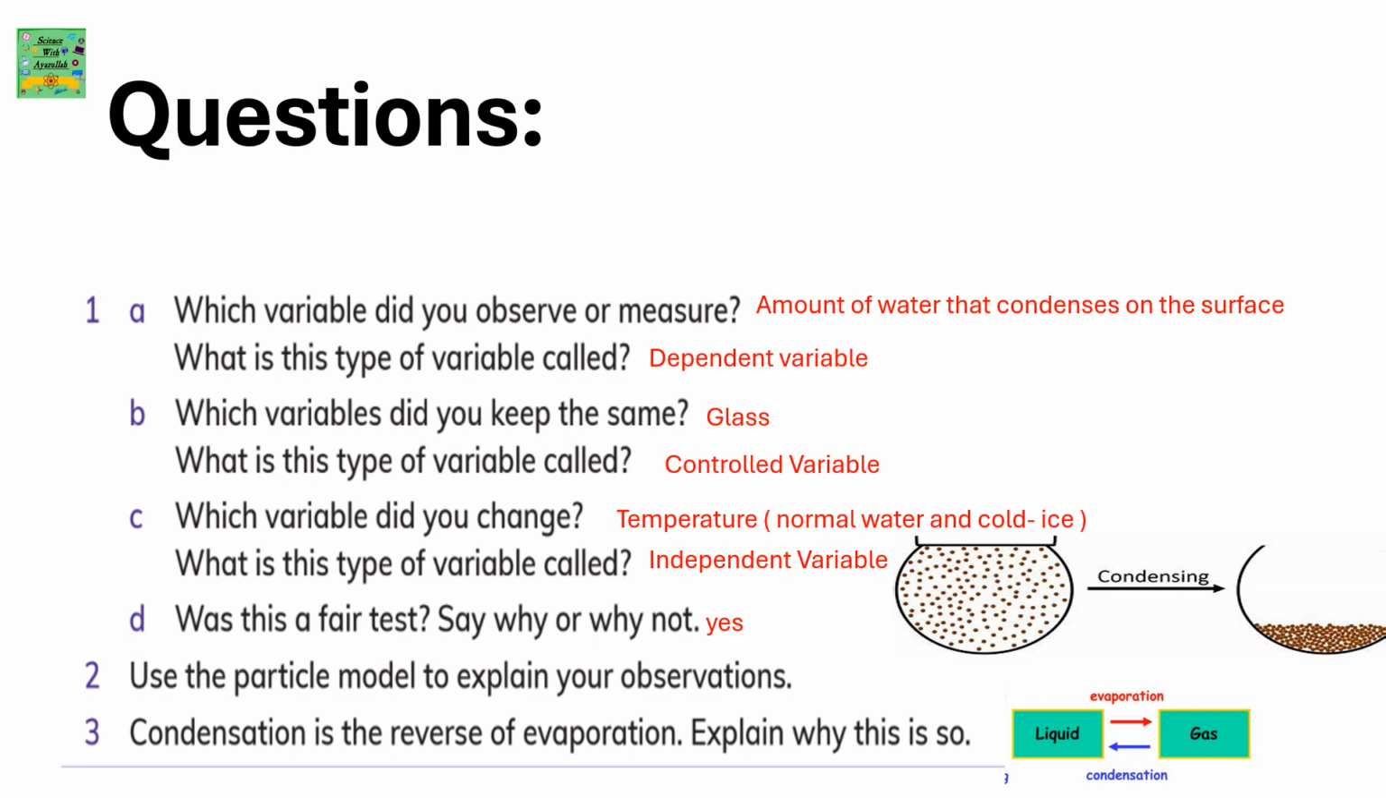Was this a fair test? Say why or why not. It was a fair test because of the controlled variable. Use the particle model to explain your observations, and condensation is a reverse of evaporation. So explain why this is.